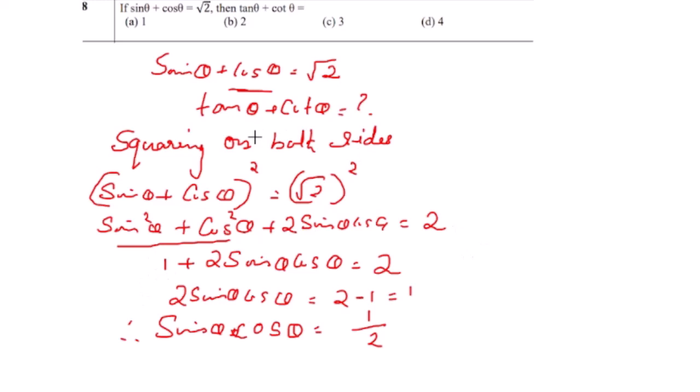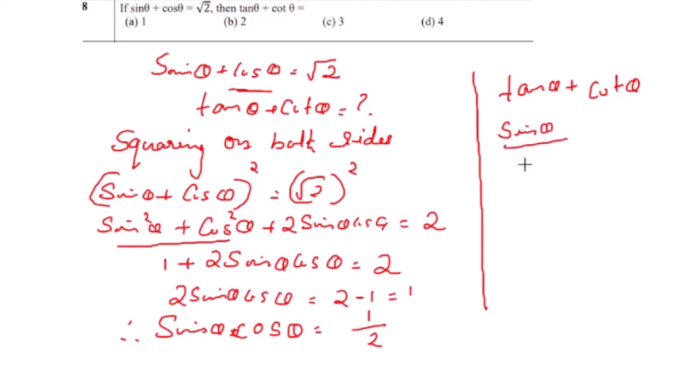Right? Now what is tan theta plus cot theta? Now we got the value of sin theta cos theta as 1 by 2. Now we have to take tan theta plus cot theta. What is tan theta plus cot theta? We will see. Tan theta is equal to sin theta divided by cos theta, plus cot theta is equal to cos theta divided by sin theta.